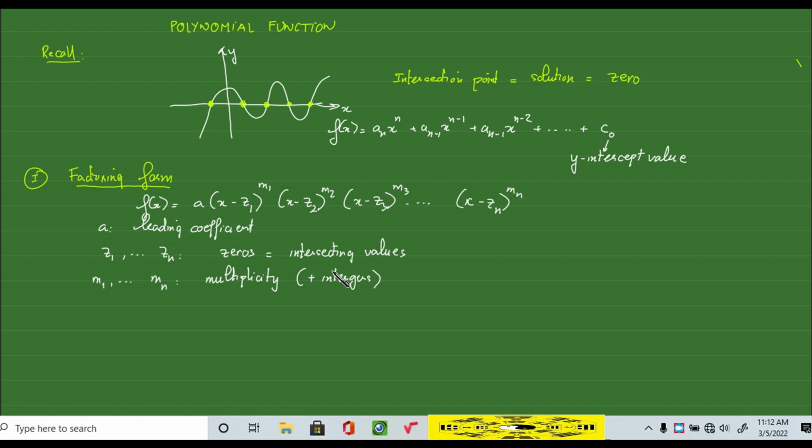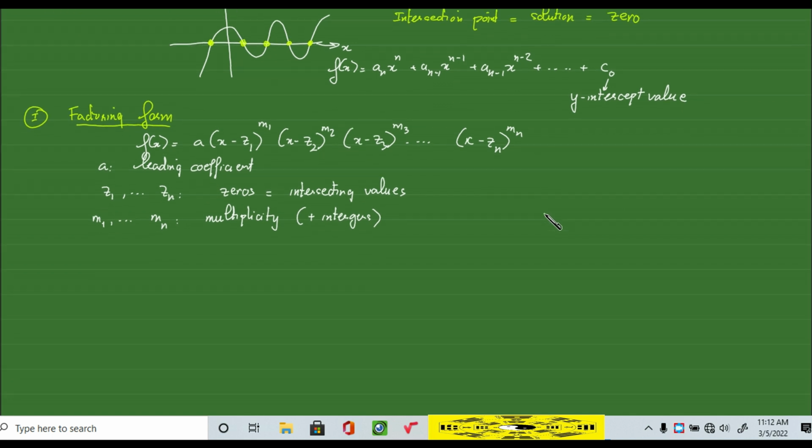Now, let me give you an example so that it's easier for you to visualize and understand. I can have something like this.